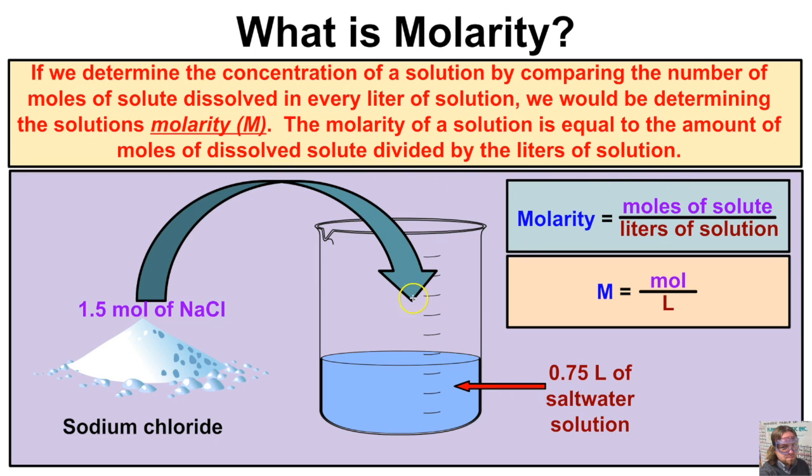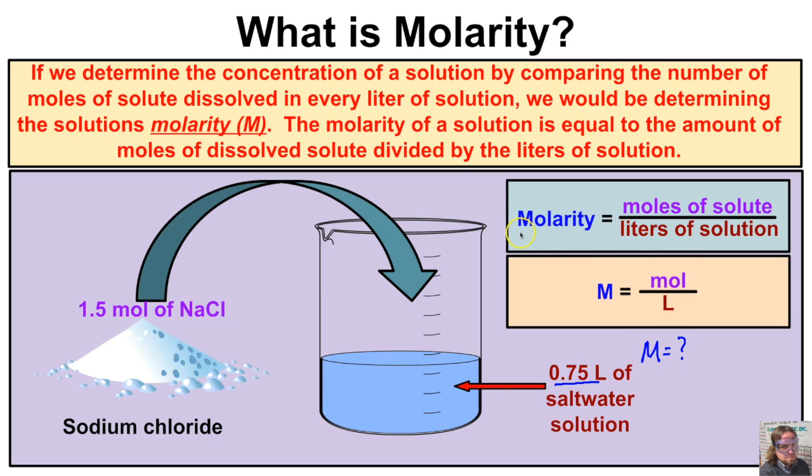So let's suppose we have a beaker here, a beaker of water, and what we're going to end up doing is we're going to end up scooping 1.5 moles of sodium chloride into this beaker here and dissolving it. And we're going to end up making a solution of salt water that has a volume of 0.75 liters. How do we calculate the molarity? How would we calculate the molarity of this solution?